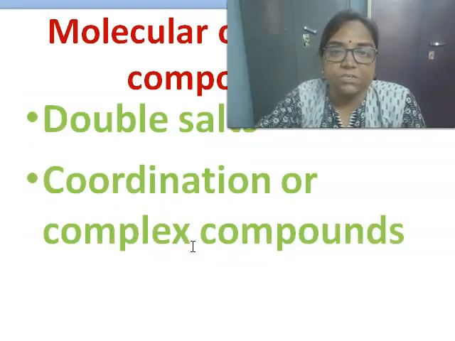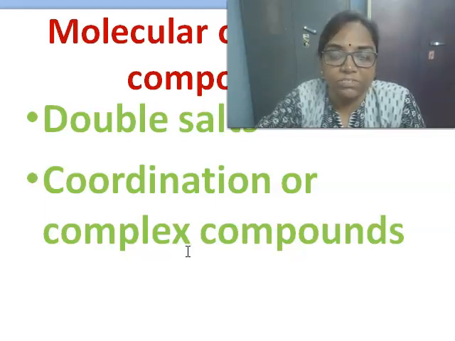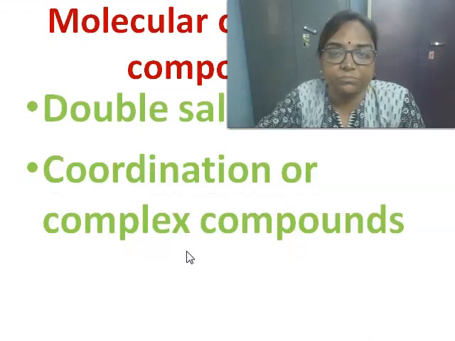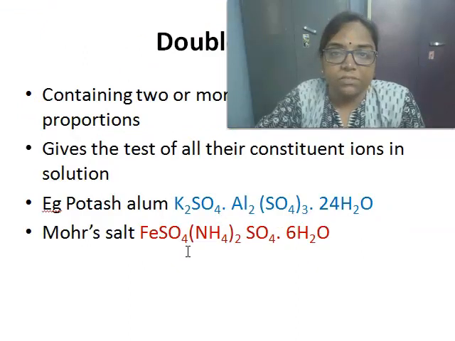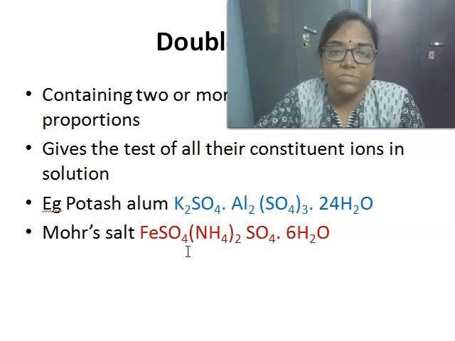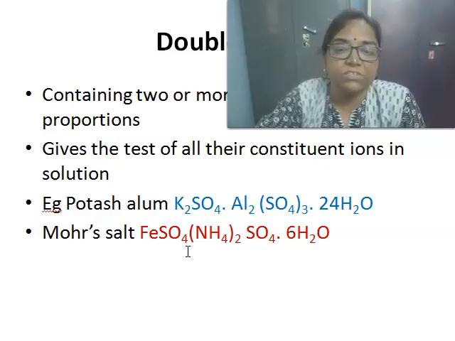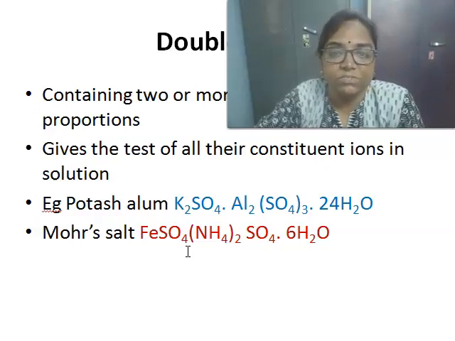Next comes the double salt, and also we'll discuss one by one what is a double salt and what is a coordination complex. The double salt contains two or more salts in stoichiometric proportions. It gives a test for all the constituent ions in solution.